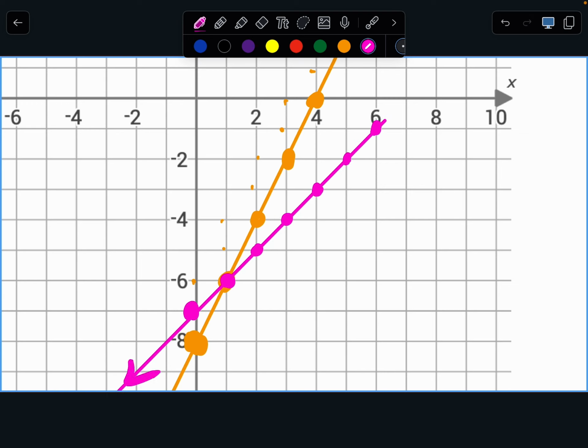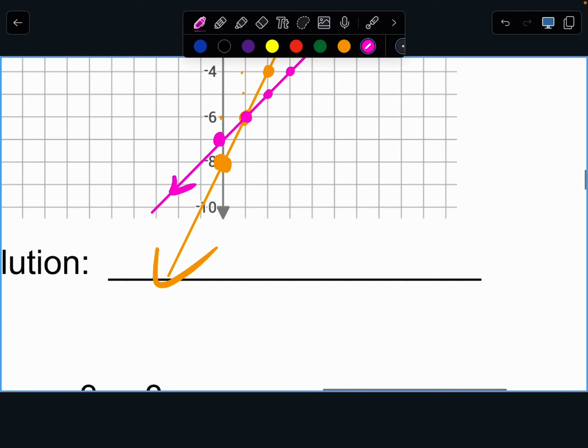Right there. They run into each other at 1, negative 6. So that is my solution.